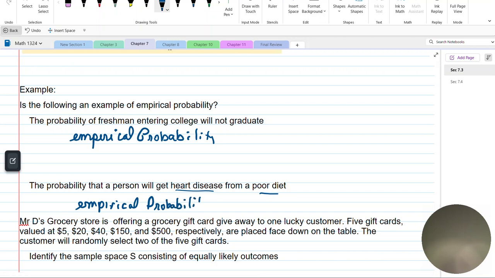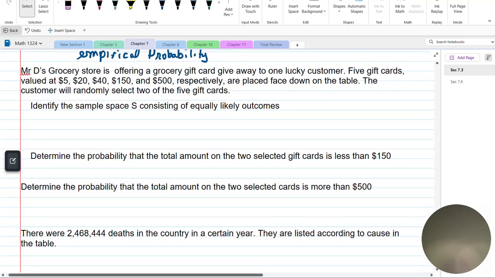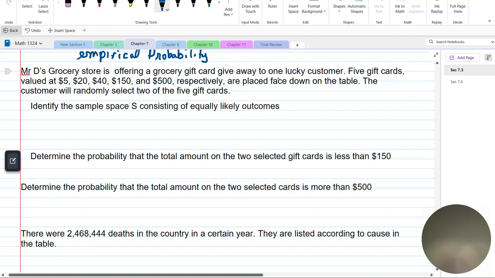All right. Now let's use this knowledge. Mr. D's grocery store is offering grocery gift cards giveaways to one lucky customer. 5 gift cards valued at $5. 20. Oh, no, they're individual. Sorry about that. The total is 5. I misread. That goes to show you. Let me do this again, guys.